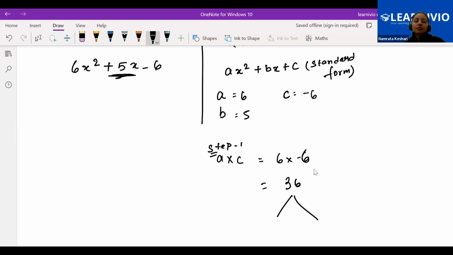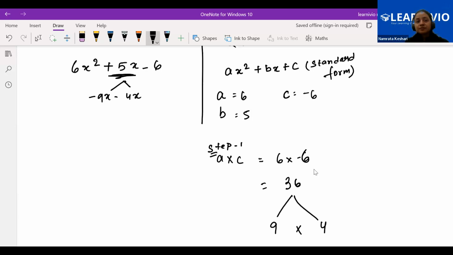One example I am giving you, 9 times 4 is 36. We have factorized 36 by taking two numbers, 9 and 4. Okay, now you can check here, 9 and 4 may be added together or subtracted together to generate the middle term, that is 5. So can you see 9 and 4 subtracted together is generating 5? Can you see?